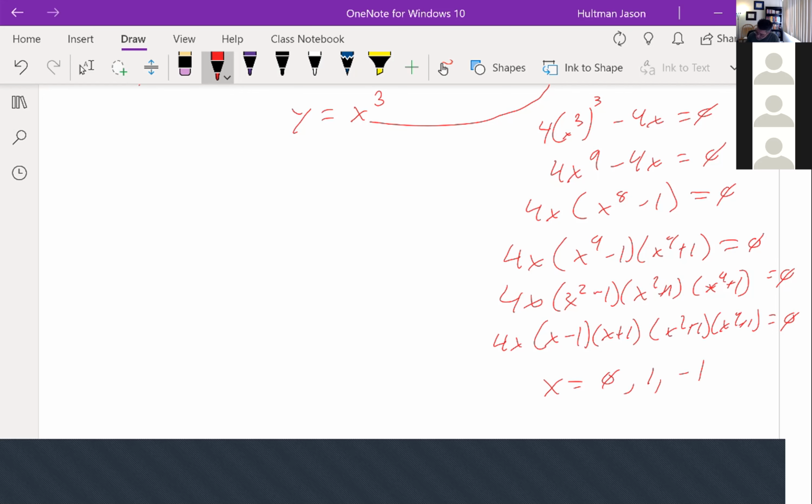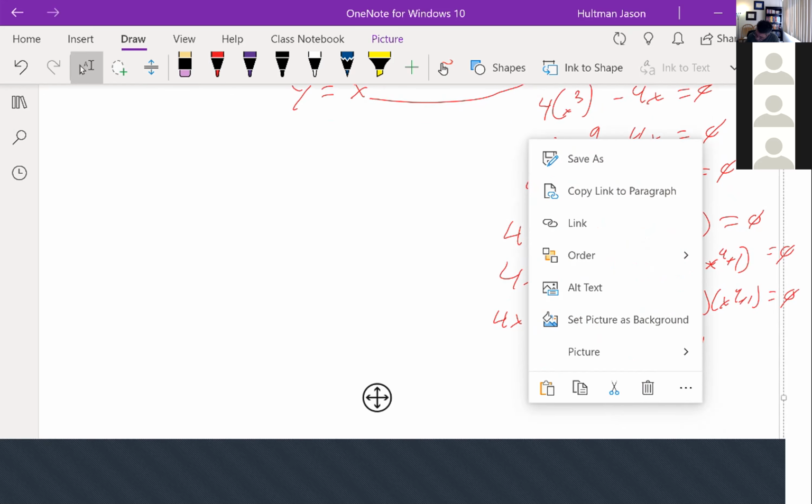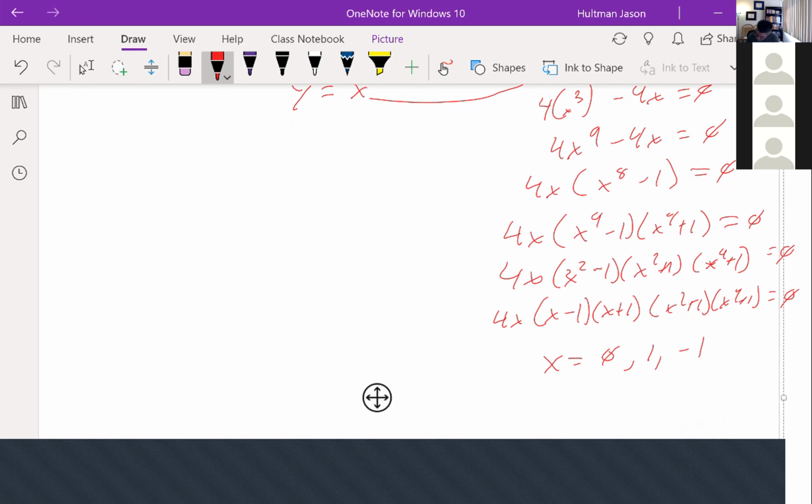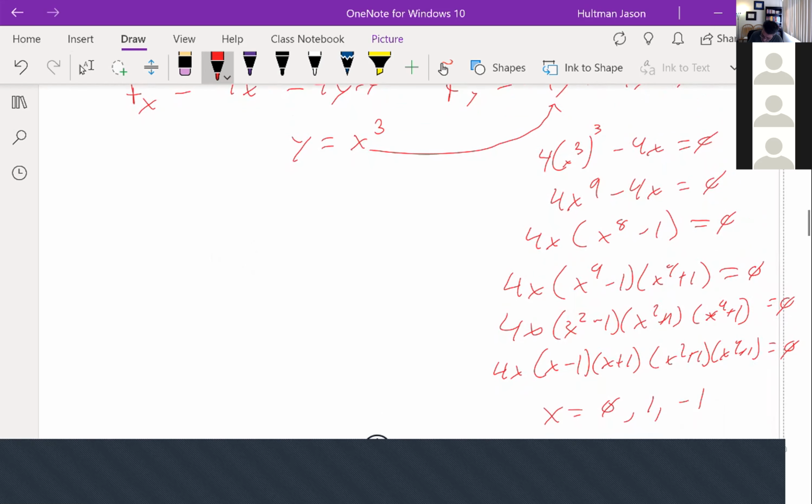Which means that what would y equal? Well, if x is 0, then wouldn't y equal 0? Yep.